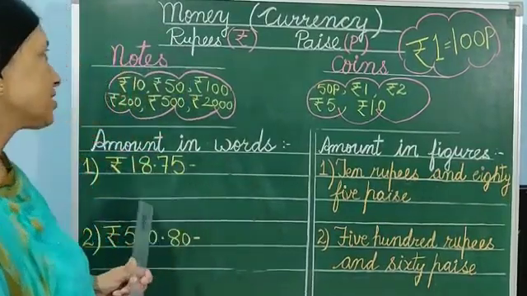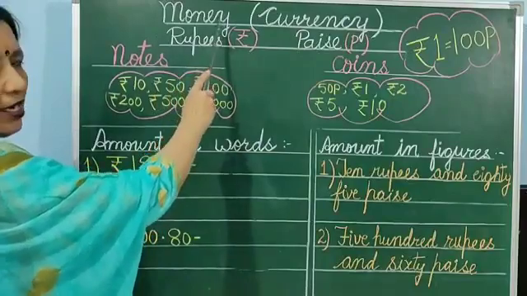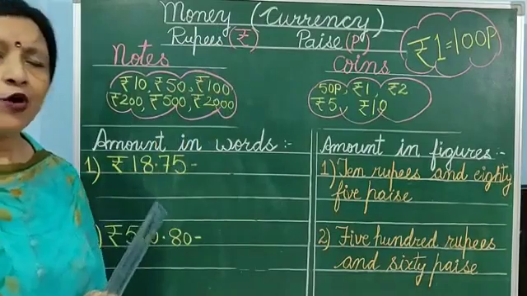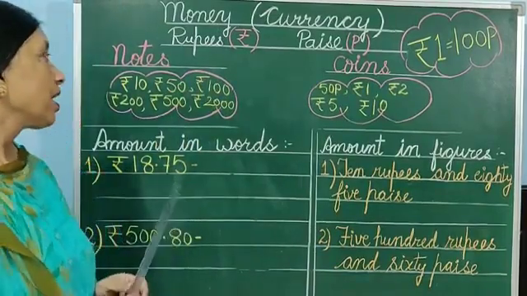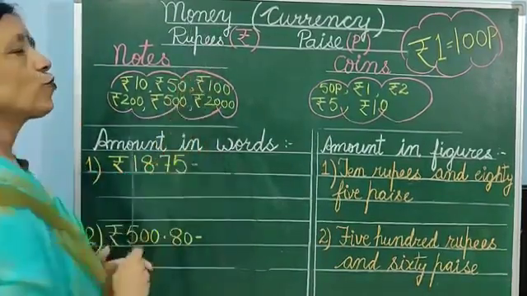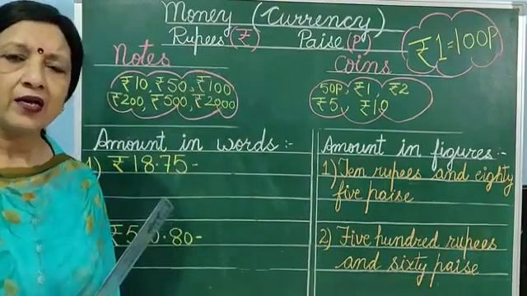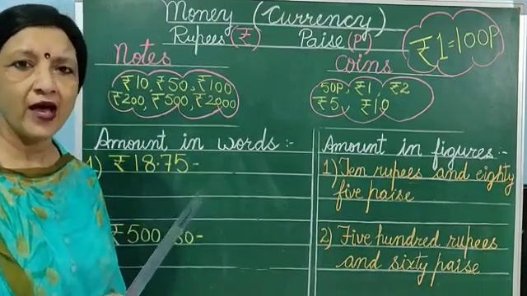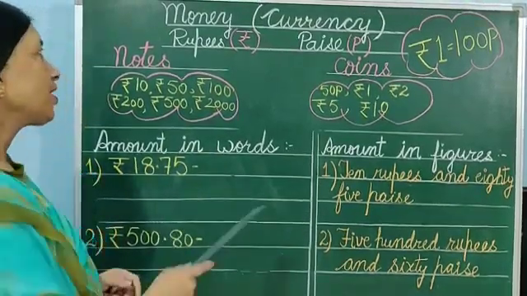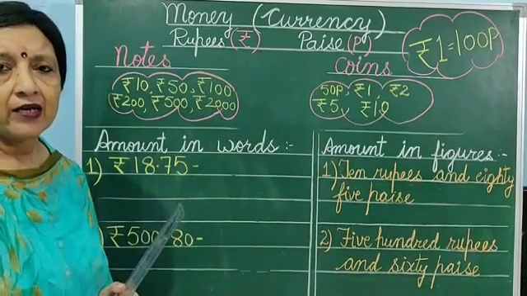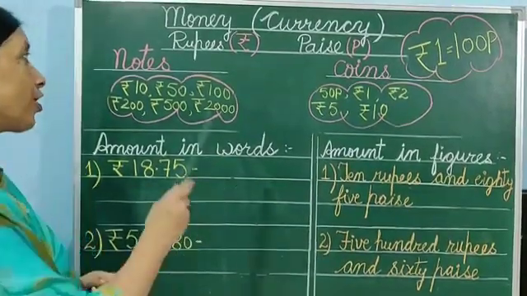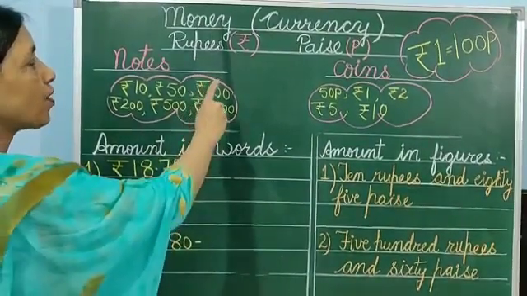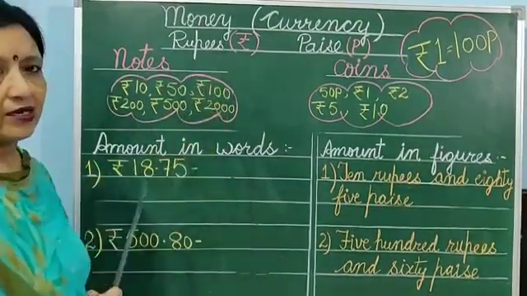But today we will discuss the concept of money. What will we discuss today? The concept of money. Now what do you mean by money? Money is used to buy things from the market. Whenever you go to market and you buy something, you have to pay for that. And what do you pay? You pay money for that. So money is used to buy things from the market.